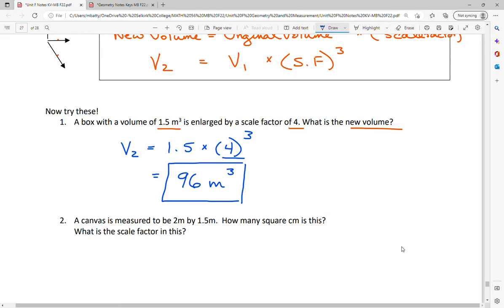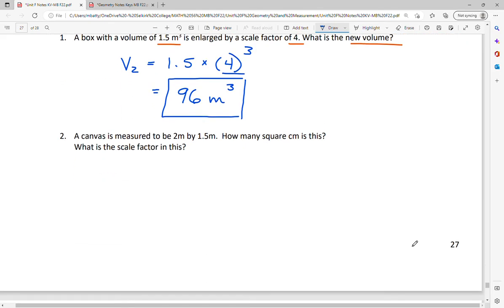Okay, so the next one is a scale factor that's used in the metric system, and there's a few of these in your homework. So we have a canvas that is measured in meters, but we want to know how many square centimeters this is. Oftentimes art is measured or evaluated or valued in its size as a beginning point. And so, sometimes you get those in the wrong units. So we have an area of this.